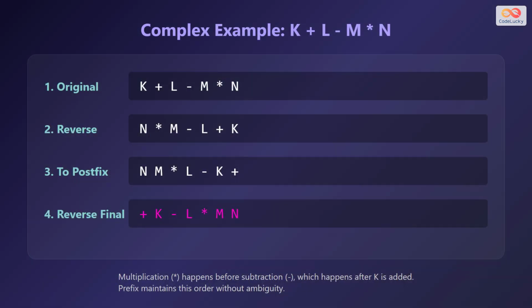Here is a slightly more complex one with subtraction and multiplication. K plus L minus M multiplied by N. By following the reverse-postfix-reverse method, we ensure the order of operations is preserved perfectly in the final prefix string.